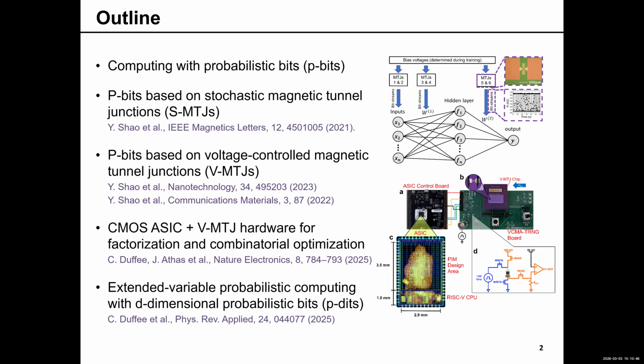Then I will show some work that we've done over the past couple of years to extend the formulation of the variables from probabilistic bits to what we call PDITs, d-dimensional probabilistic variables. And I will show some examples of how this can speed up the solution of combinatorial optimization problems and how it can allow us to create energy landscapes that are much easier and more efficient to explore.